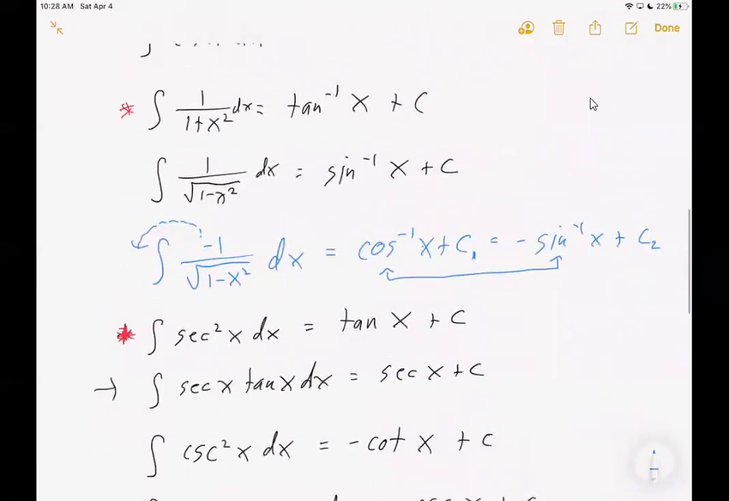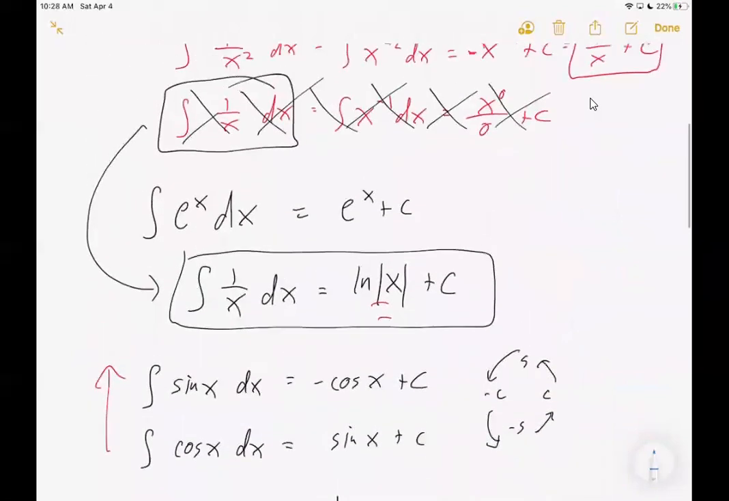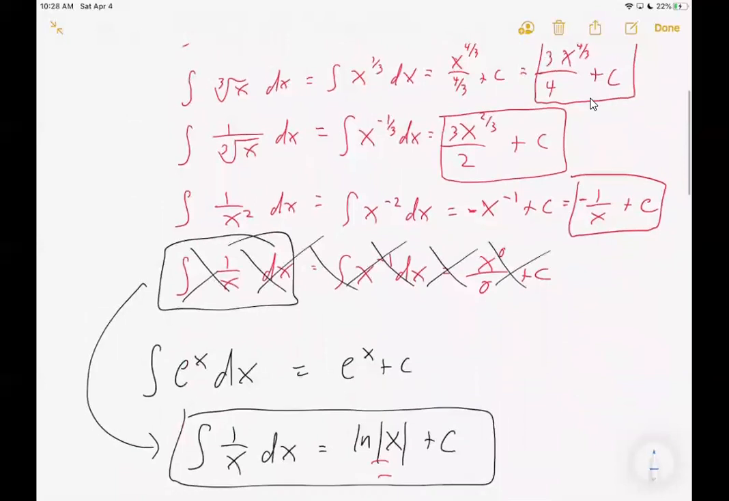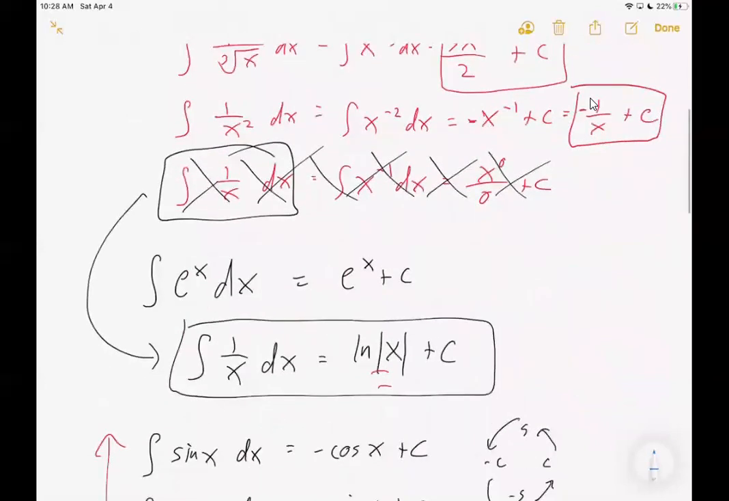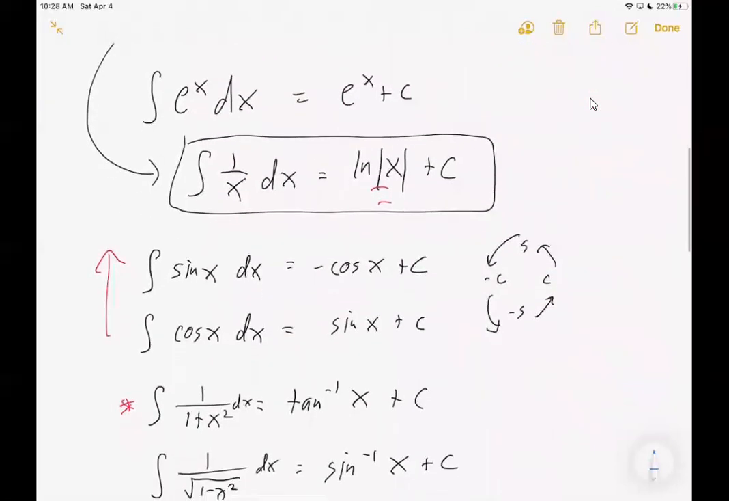Everything that I have starred above, you should know how to do. Power rules, you should be able to integrate power rules, certainly e to the x, certainly 1 over x, and certainly the sine and cosine. You need to have those at your fingertips and be able to use those all of the time. If you're looking those up, you're going to slow yourself down a lot.